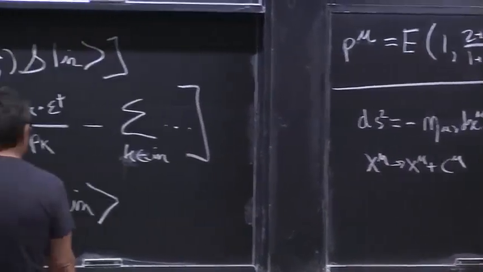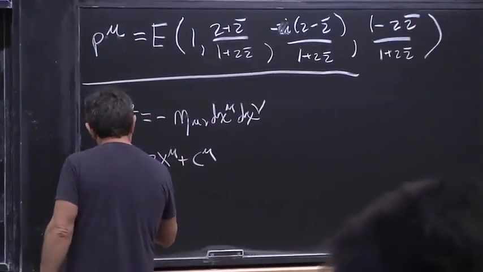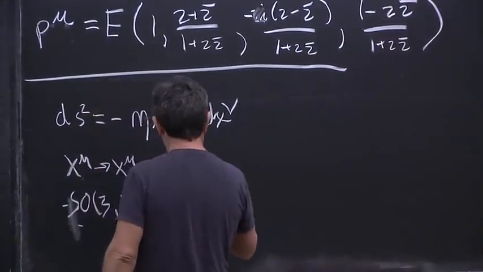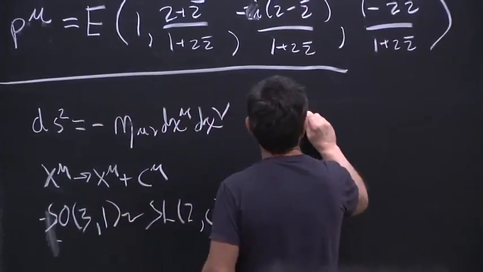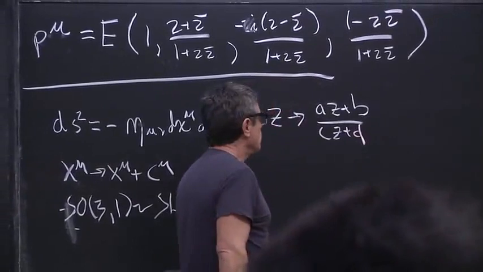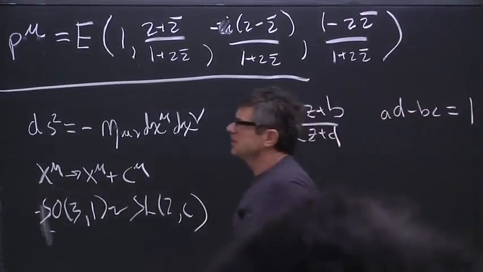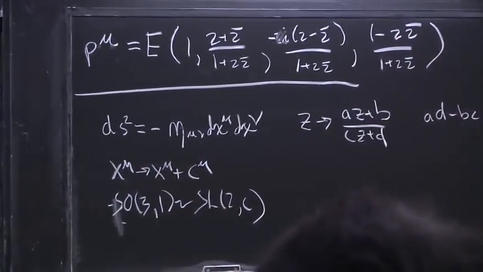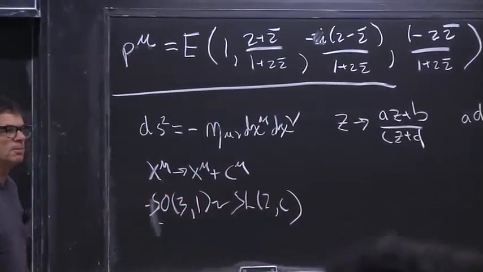Now, for many purposes, the Lorentz symmetry is more important. And the Lorentz symmetry, which is SO(3,1), with a Lie algebra isomorphic to SL(2,C), acts on this sphere at infinity as z goes to (az plus b) over (cz plus d), a formula where ad minus bc equals 1, a formula which is very familiar to anybody who has studied two-dimensional conformal field theory. And indeed, that's because this SL(2,C) is also the global conformal group of the two-sphere.